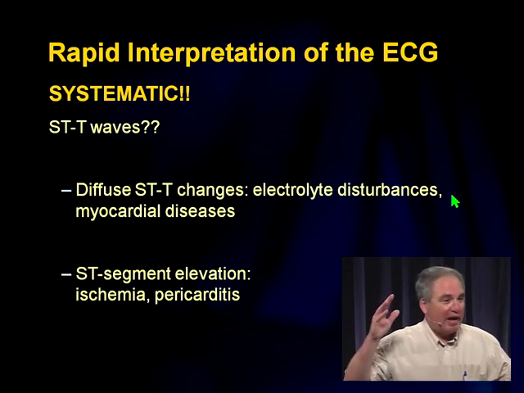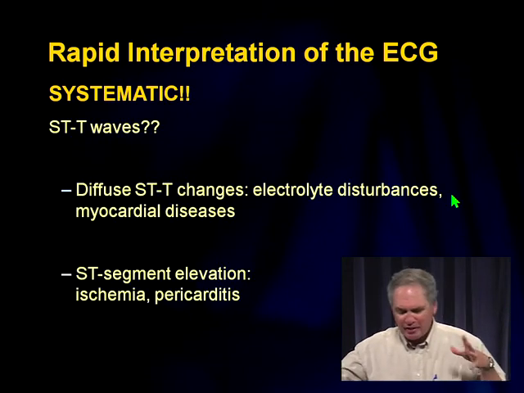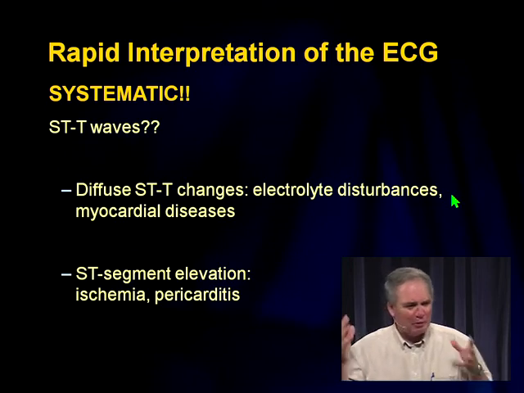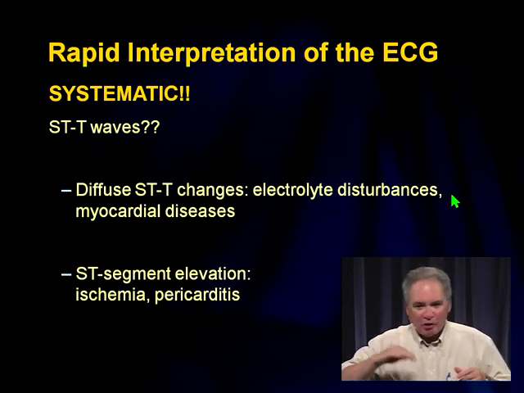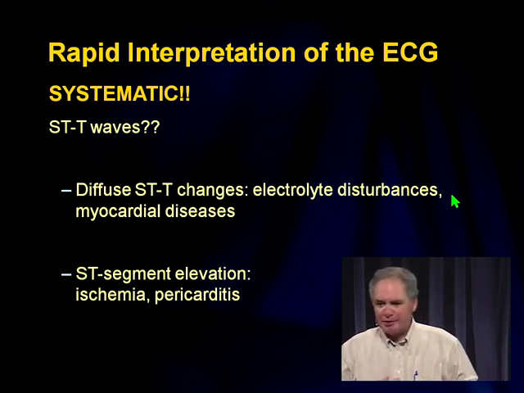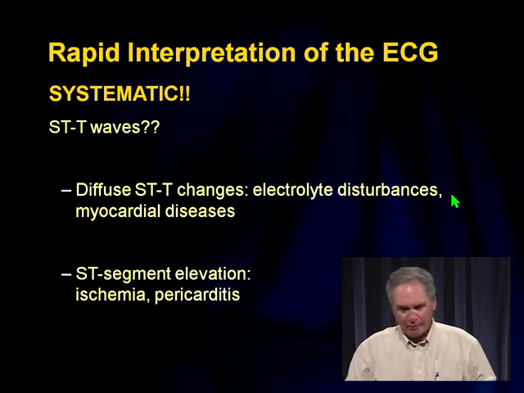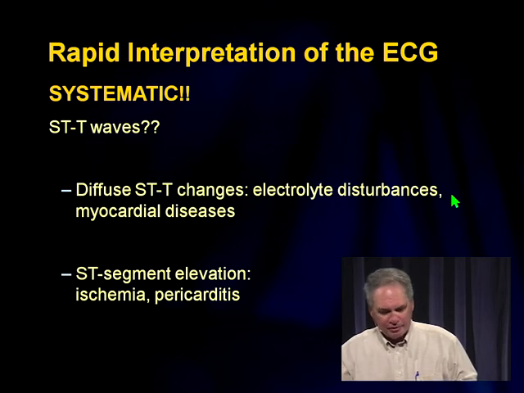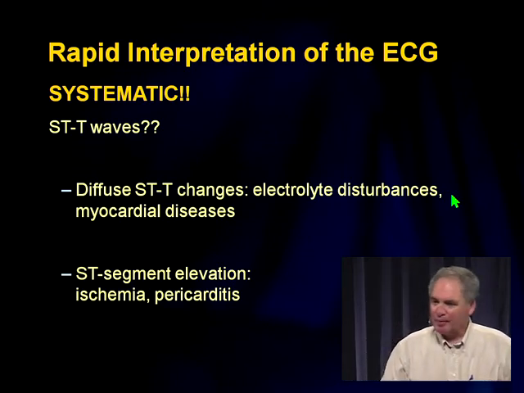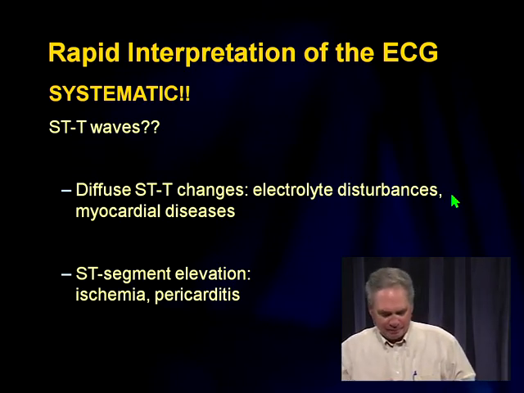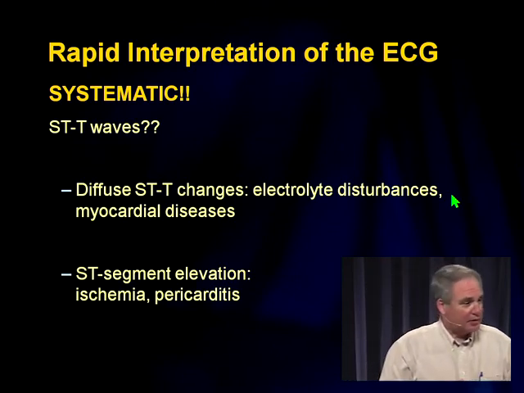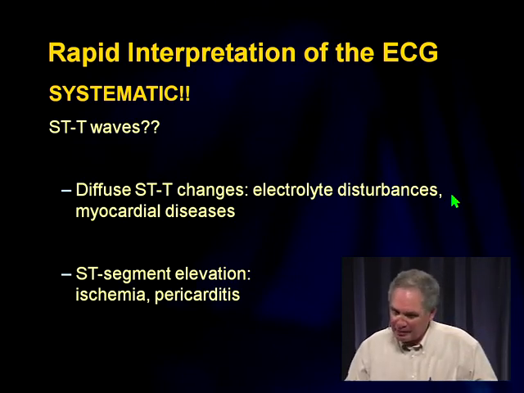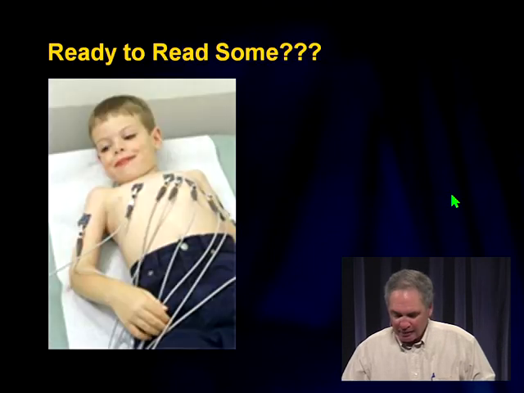Okay? After doing that, I then look at the ST and T waves. Make sure they look normal. You know what they should look like. Okay? If they don't look normal, if I see diffuse ST-T wave changes, I'm starting to think about electrolyte disturbances maybe, myocardial diseases, not so much ischemia in kids, but I'll consider it. Okay? And ST elevations, ischemia, pericarditis. So I'm looking at each segment of the electrocardiogram.